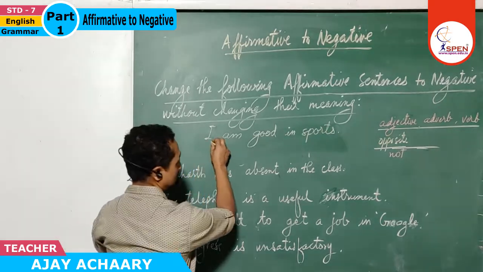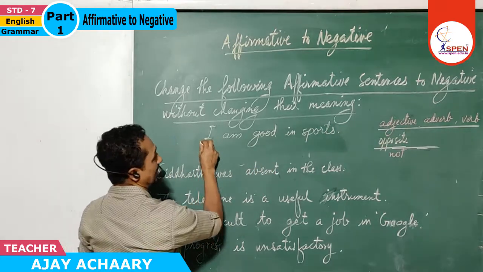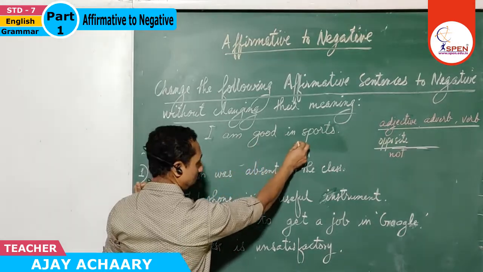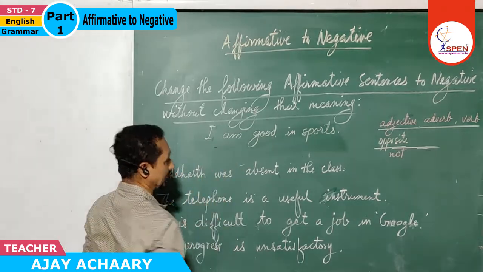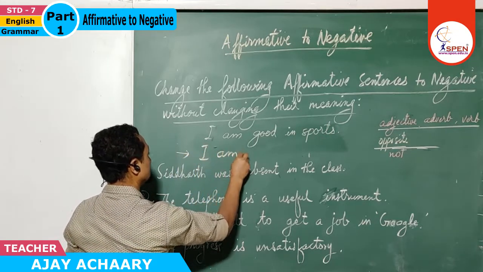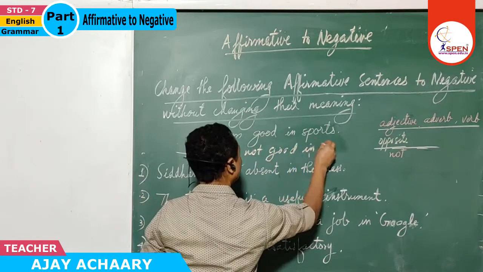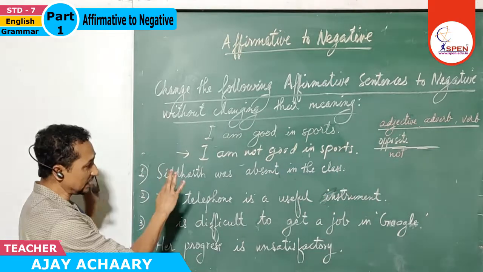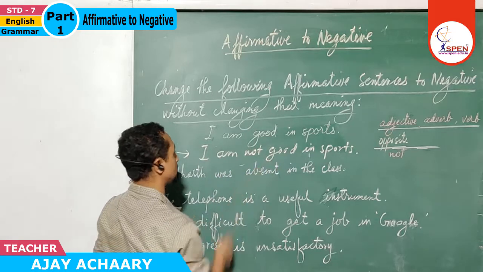See, let us check an example. I am good in sports. It is an affirmative, assertive sentence, and no negative words are found, so it is an affirmative sentence. So, how can we change it into a negative sentence? Let's see. I am not good in sports. Is it a negative sentence? Yes, it is a negative sentence.